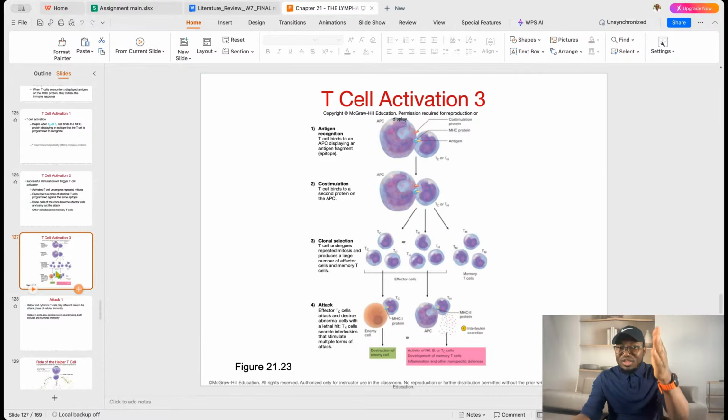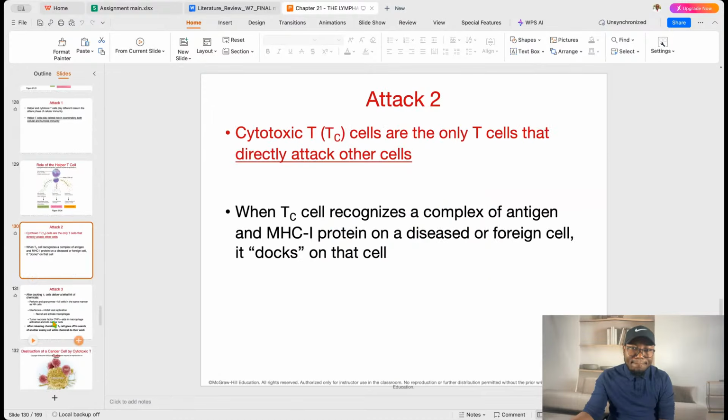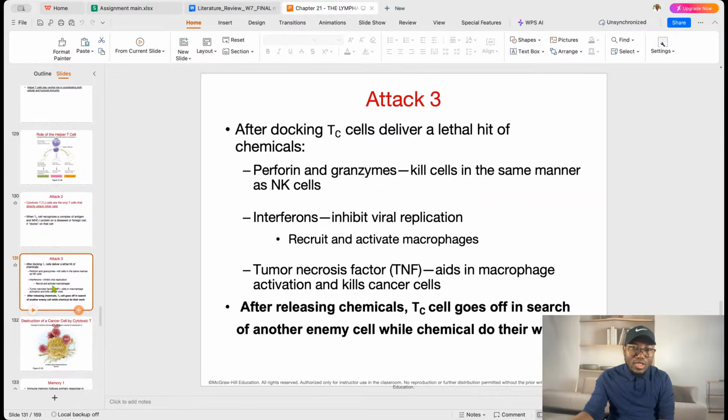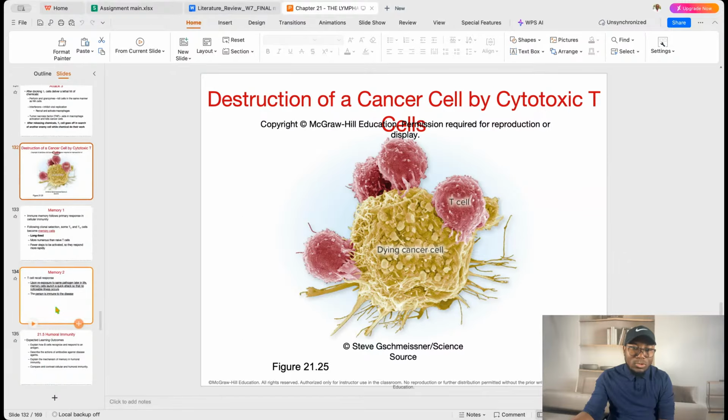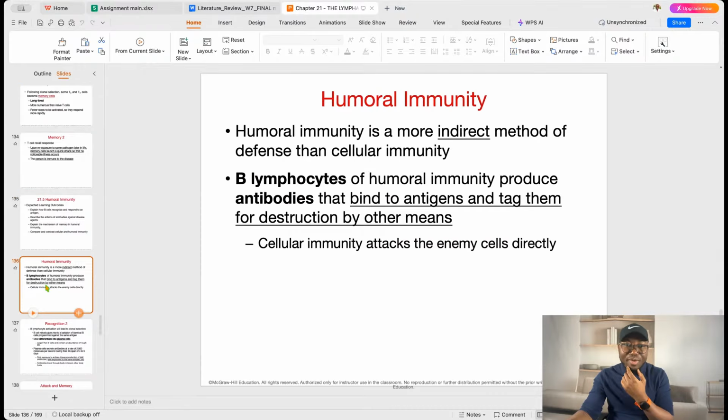So this system completely explains it properly. Antigen recognition, co-stimulation. You understand? Which is when the T cell binds to the protein on the antigen presenting cells. Extremely important that you know this. Also, we have the clonal selection. We have the attack. So these are things that you need to know. This is what the helper T cell does. You need to understand it. Okay. So these are memory cells, the ones that can remember that infection and be able to take care of it when the time comes.